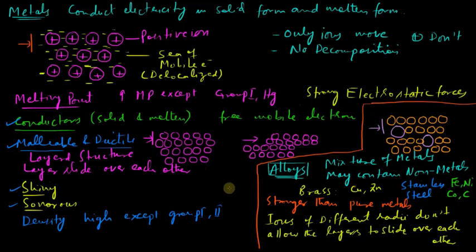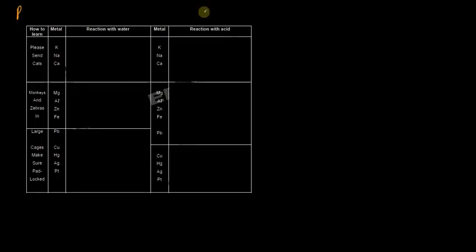So till now we have seen metals, we have seen alloys. Alloys, I told you, are stronger than metals. Now let's see the reactivity of metals. Metals have a different ability to react. Some metals are more reactive while others are less reactive. But the reactivity depends upon what? Reactivity depends upon the ability to lose electrons.